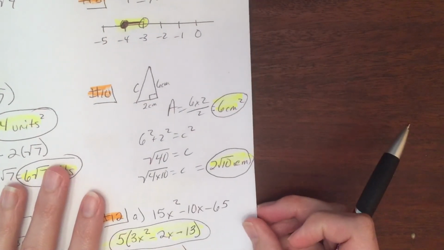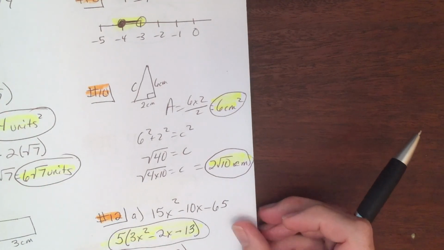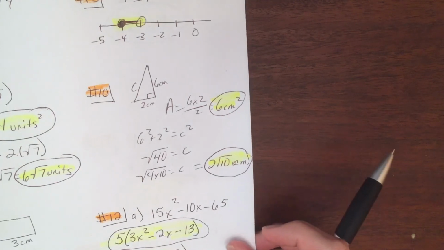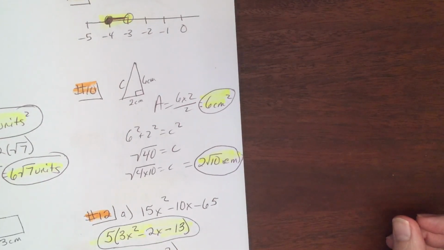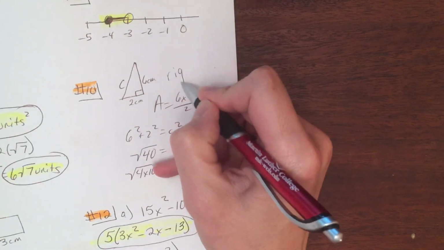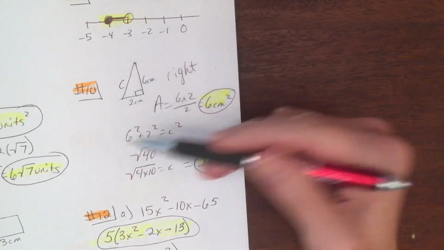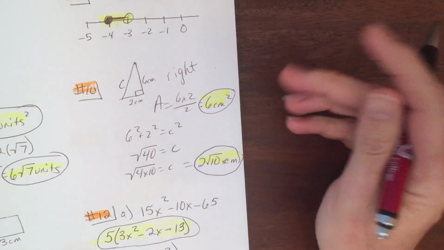Number 10, that was an interesting problem. It had 3 squares that pushed up together to form a triangle in the middle of them. They wanted us to classify the triangle. I should have put it's a right triangle. And then they wanted us to find the area and then the length of the longest side.